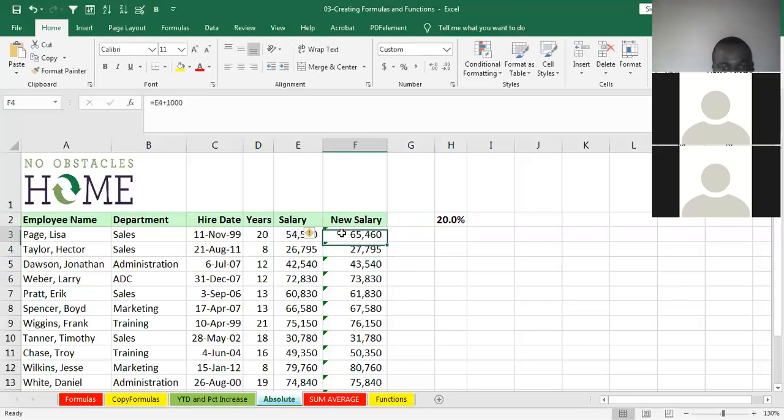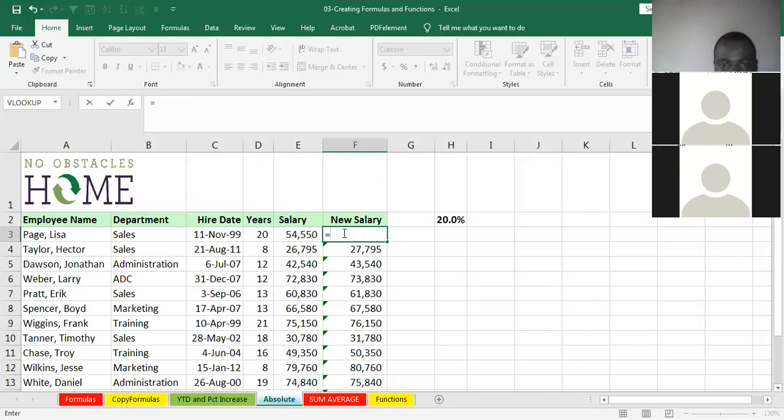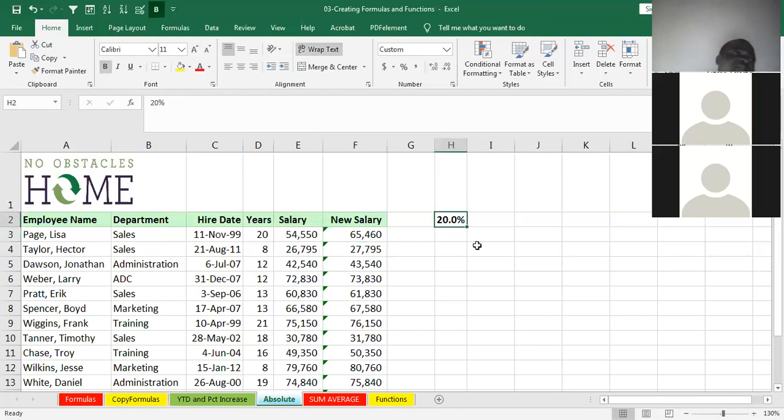Are you confused? Come again. It is going to be the old salary times the 20% increment plus the old salary. Do you agree or you don't agree? I agree. But what I don't know is how you wrote the 20%. The 20% is just a guess. It can be 15%. It can be anything. No, what I mean is, how did you write it? Did you write 20.0 and then put the percentage sign?